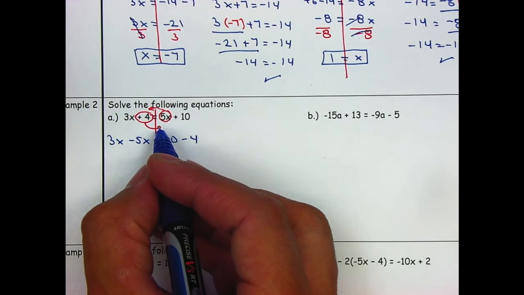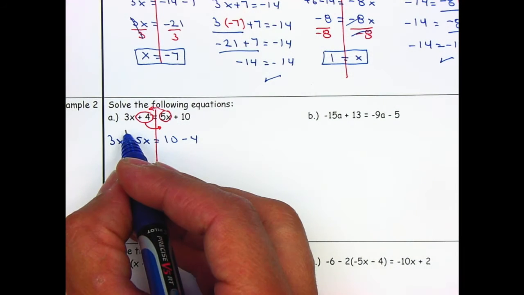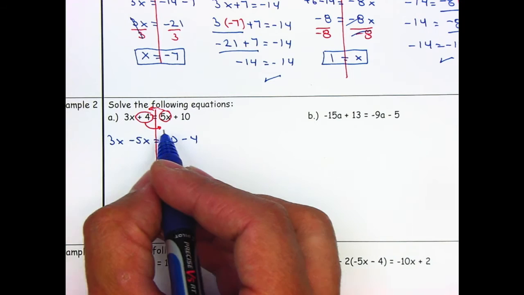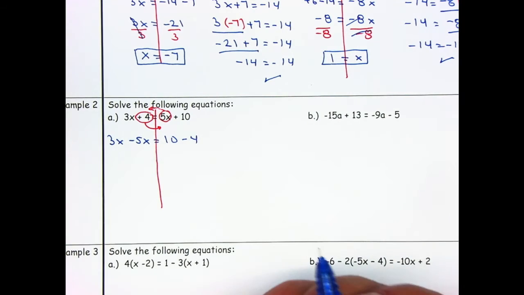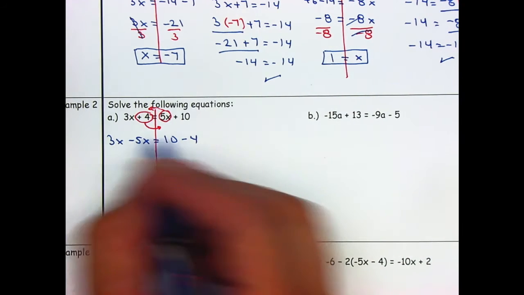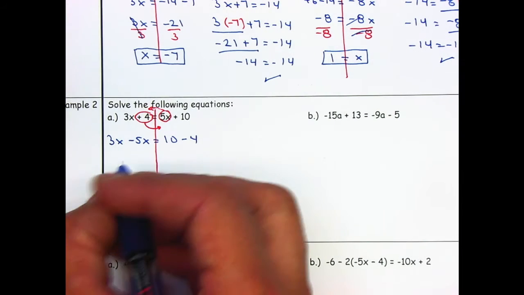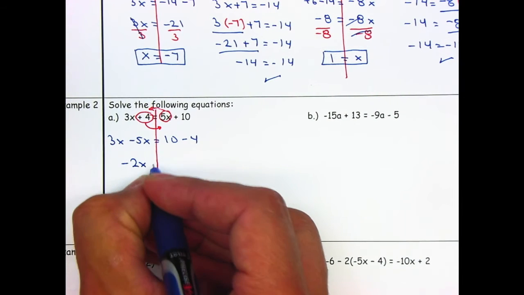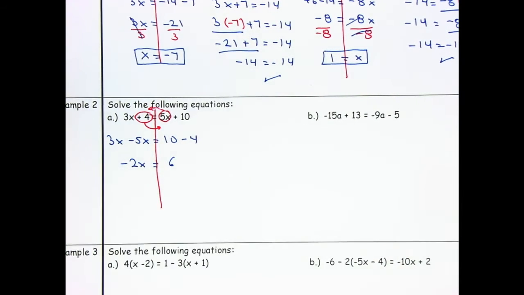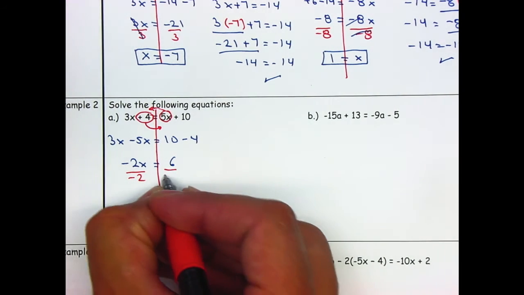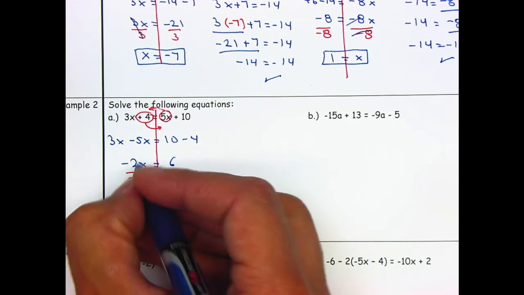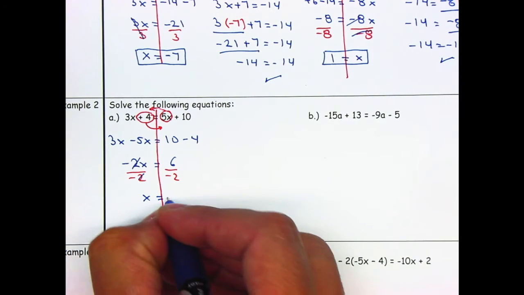Some of you will subtract 5x on both sides, simplify it, and then subtract 4 on both sides. And you will learn that this is actually a little faster, especially as we move to more complex equations. Now we're going to divide by negative 2. That will cancel the negative 2. So x is equal to negative 3.